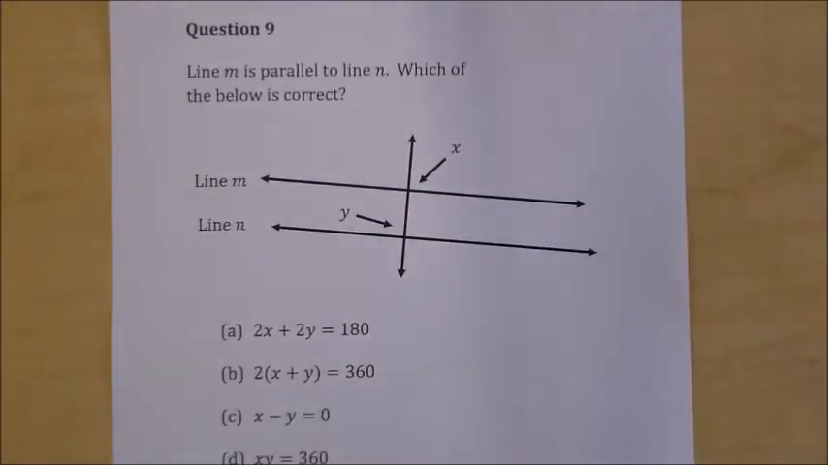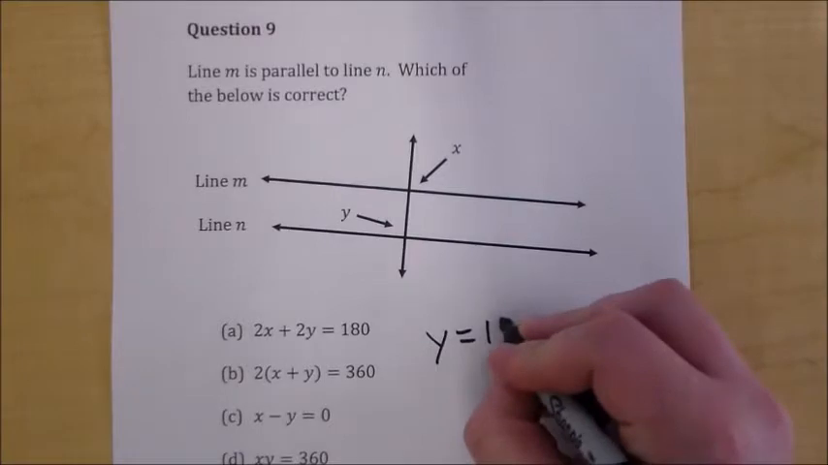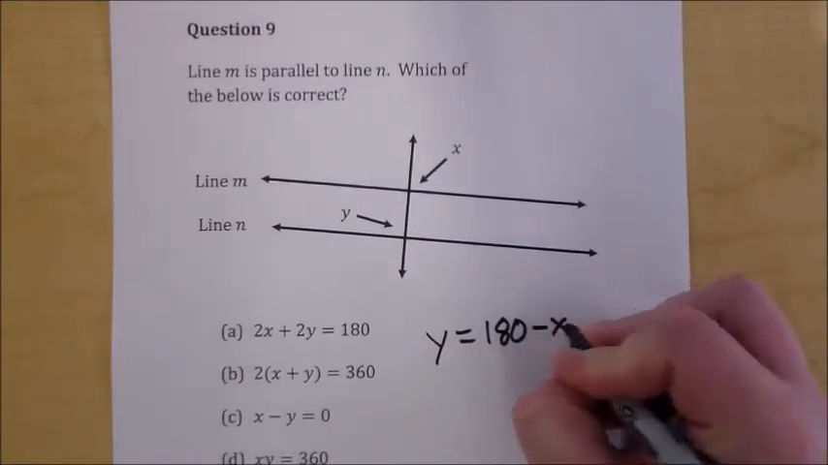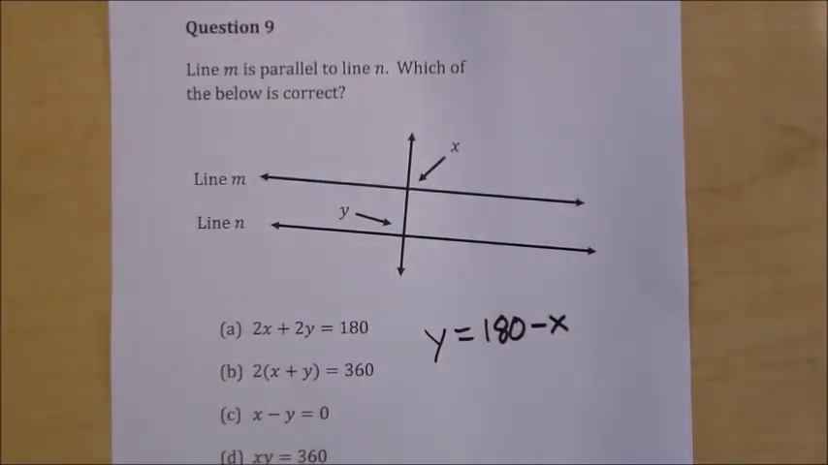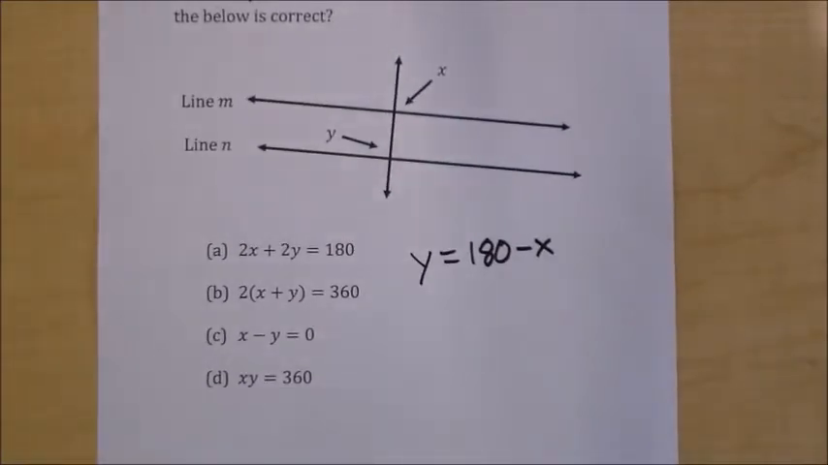Okay, question 9. Line M is parallel to line N. Which of the below is correct? Oh, and you're like, I just did this question. This is the same as question 8. That bozo talking on the videos, he made a mistake. Oh, well, let's actually do the question. We'll see where we're at. We know that y is going to equal 180 minus x. We know that because we just did that. So which one of these actually says the same thing?